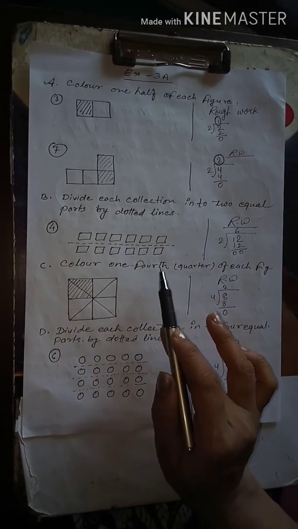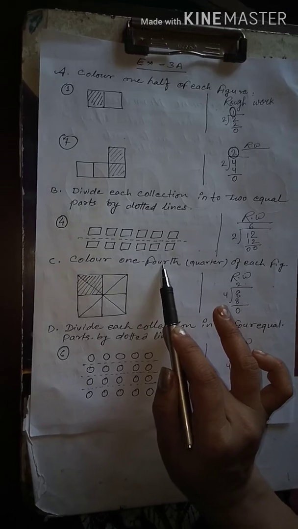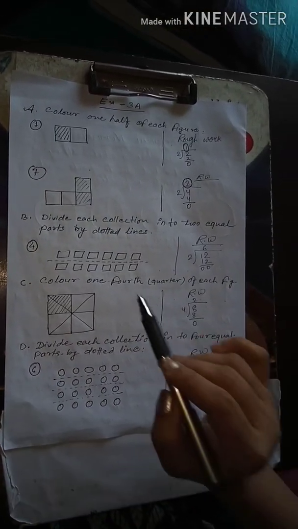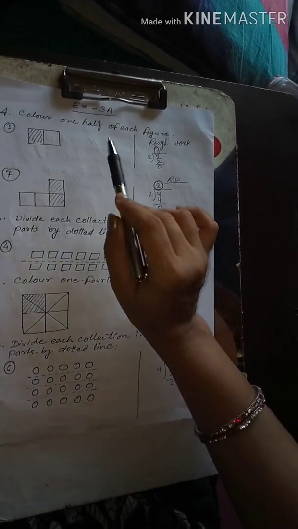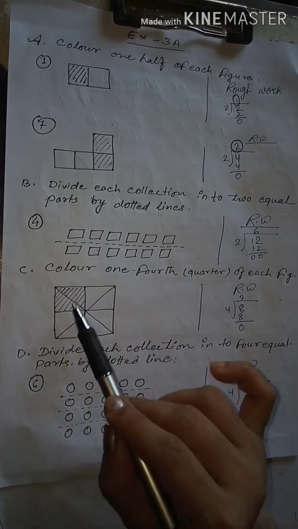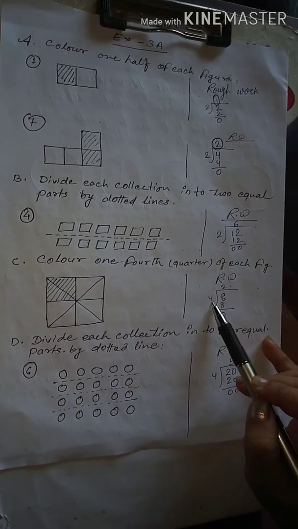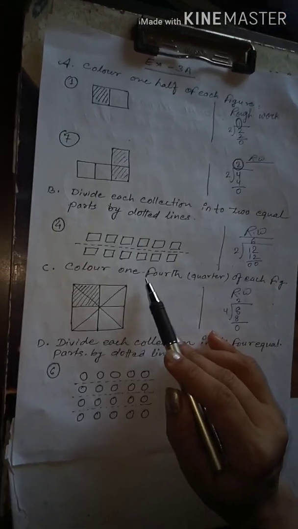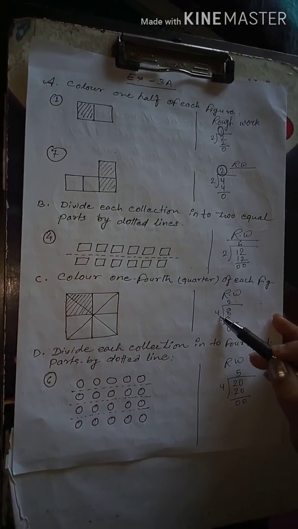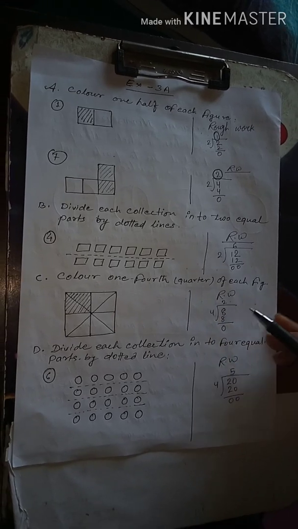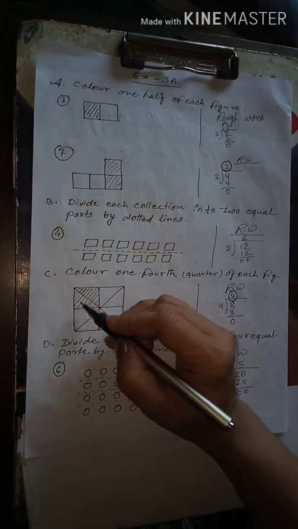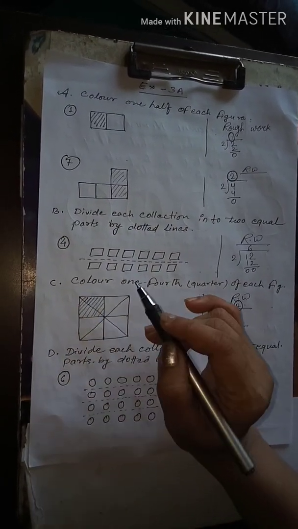So divided by 4. If 1/4 is there, then we will divide total number of parts by 4. If half is there, then we will divide it by 2. So this total number of parts 8 divided by 4. Why divided by 4? Because we have to color 1/4 part. So 4 1s are 4, 4 2s are 8. So how many parts we have to color? Only 2 parts. So 2 parts you color.